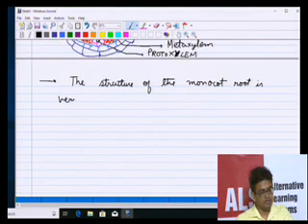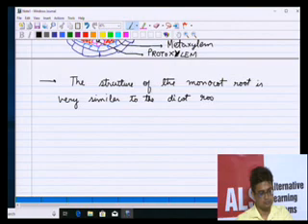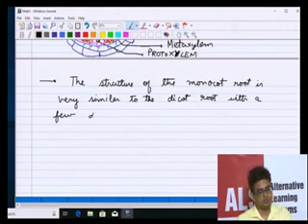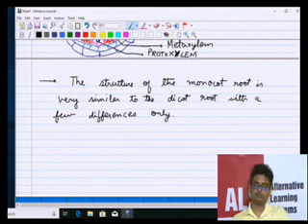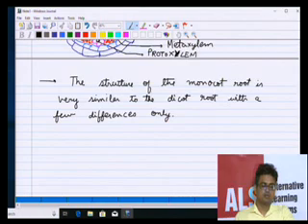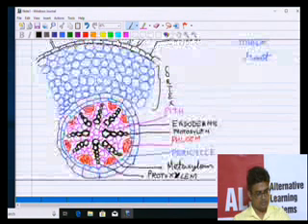Very similar to the dicot root with a few differences. Few differences only. So, what are the differences that you can see here?